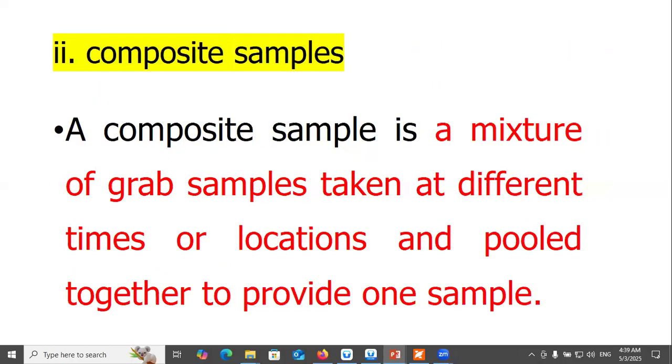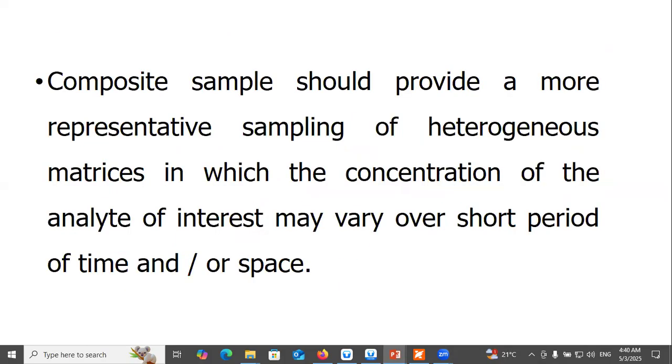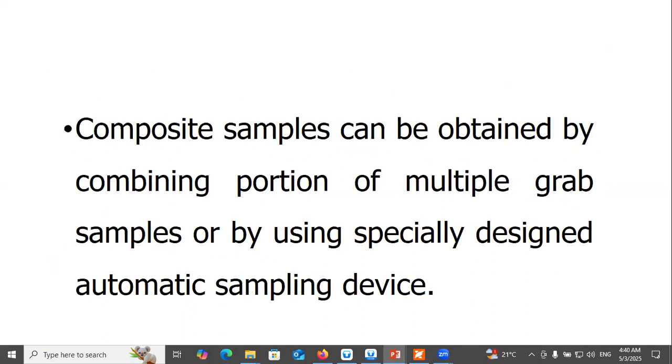Composite samples. A composite sample is a mixture of grab samples taken at different times or locations and pooled together to provide one sample. Composite samples should provide a more representative sampling of heterogeneous matrices in which the concentration of the analyte of interest may vary over a short period of time or space. Composite samples can be obtained by combining portions of multiple grab samples or by using a specially designed automatic sampling device.